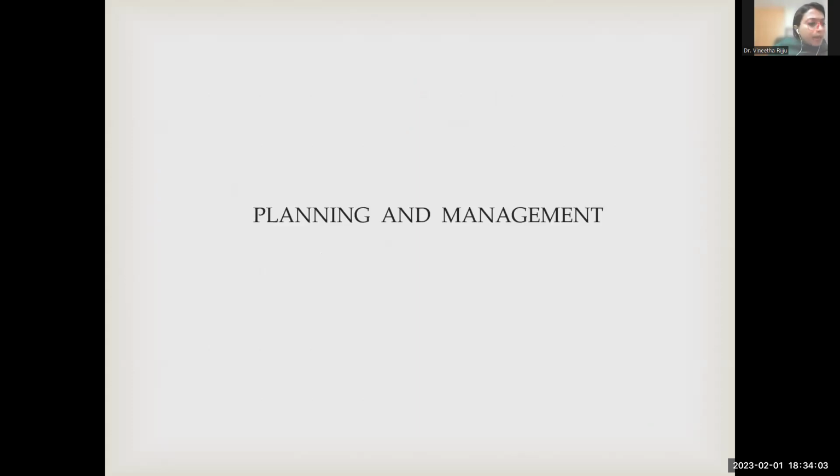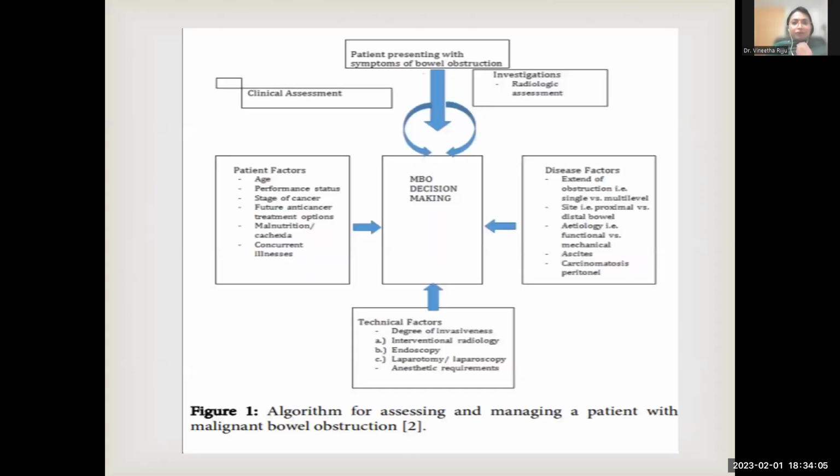Now, coming to planning and management of these patients. This is an algorithm chart which helps you to decide how to manage your patient. Who is it that you are going to treat aggressively? Who is it that you are going to probably give only symptom control?